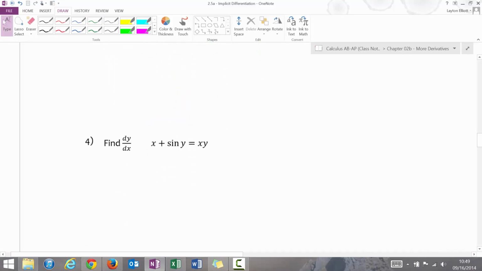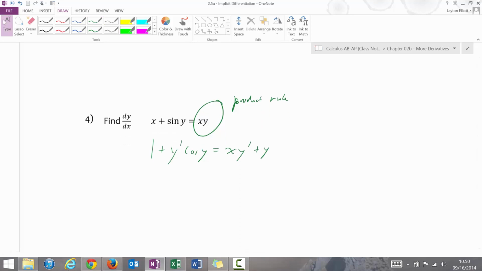Moving on to the next one, if I take the derivative of x is 1, the derivative of sine of y, we get the derivative of y is y prime, and then cosine y. And then always remember with this, you have to use product rule. Don't ever forget product rule on that. It looks easy, it's not. Well, I think it's easy. First derivative of the second plus second derivative of the first.